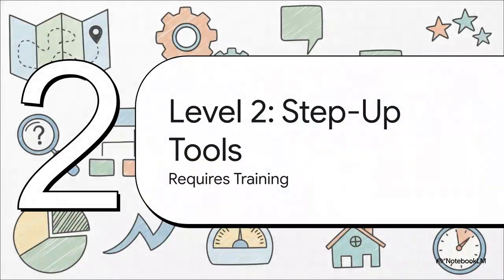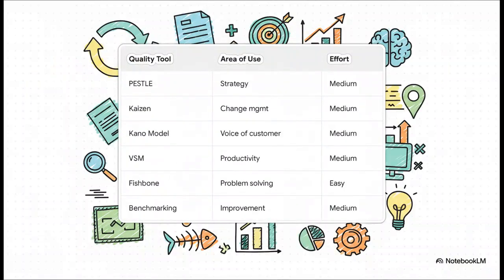Now let's move on up to Level 2. These are the tools with 2 stars. These are going to give you more powerful, more specialized results, but they also ask a little more of you. And by that, I mean training. Here you'll find things like PESTLE for looking at the bigger strategic picture, or value stream mapping, that's VSM, for trimming waste out of a process. You'll notice the effort to apply now says medium. You're not going to master these in an afternoon, but with the right training, they can unlock a whole new level of understanding for you.